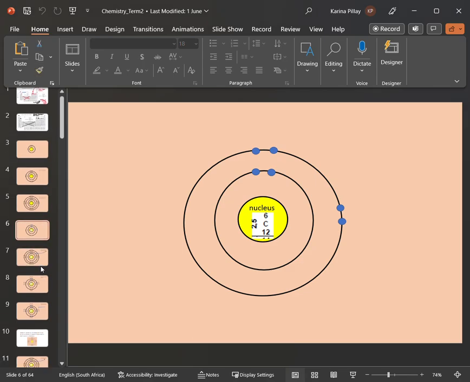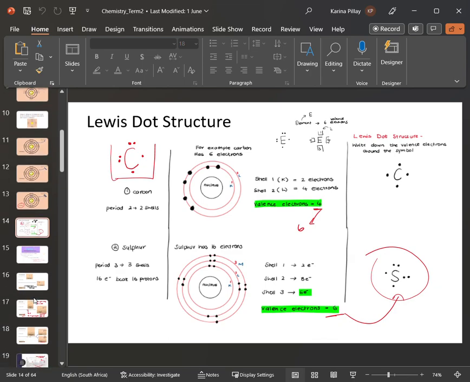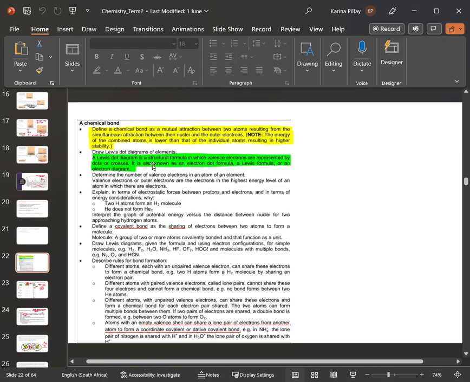That's an important step because eventually after all of this, we came to talk about something called a Lewis diagram. Okay, I'm just going to make this full screen.